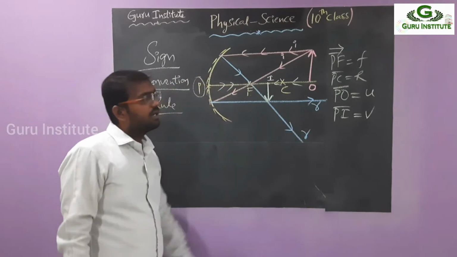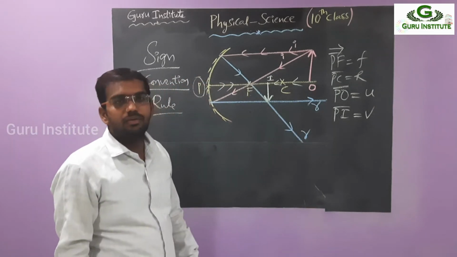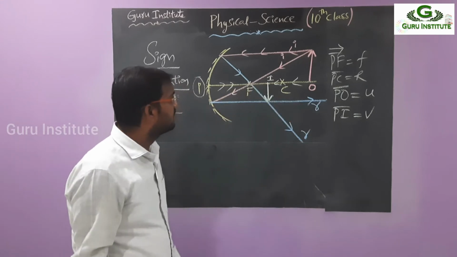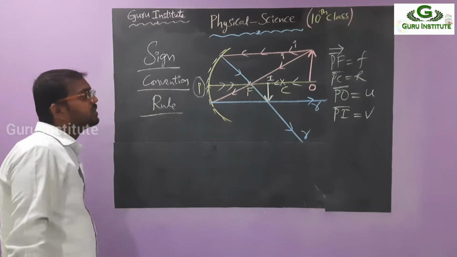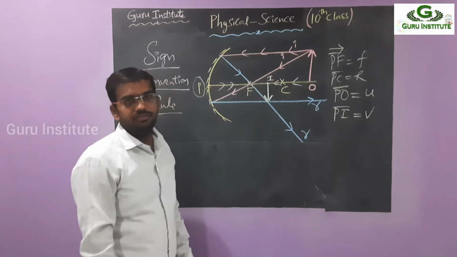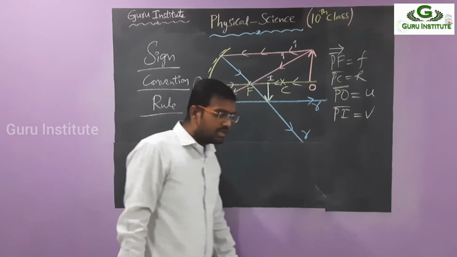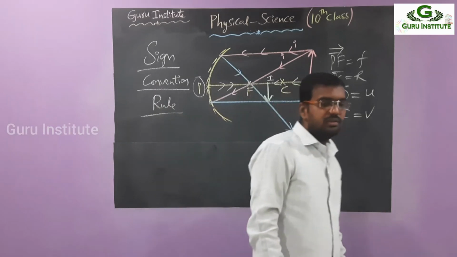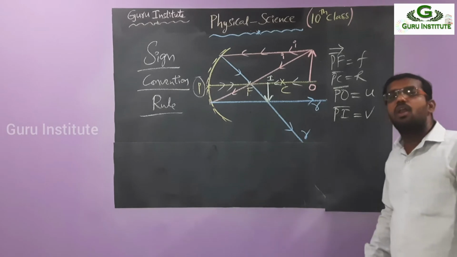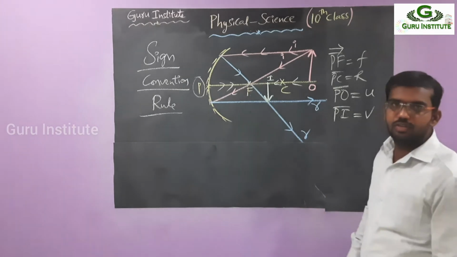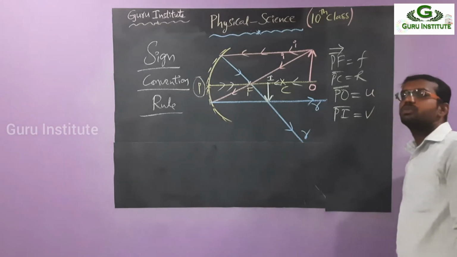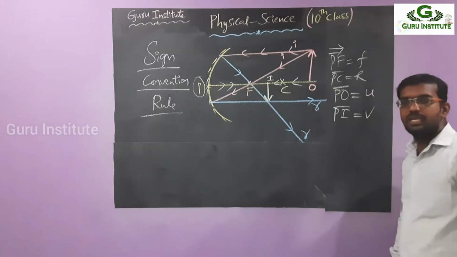So this is the first point. All should be measured from which one? From the pole only. First one over. Next, the second one. We have to measure from the incident ray direction. That means if your measurements are along the incident ray direction, that should be taken as positive. If your measurements are opposite to the incident ray direction, that should be negative.